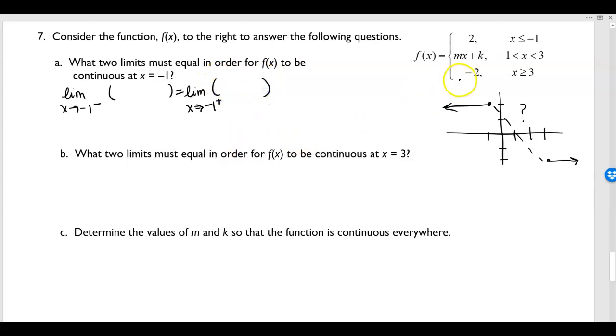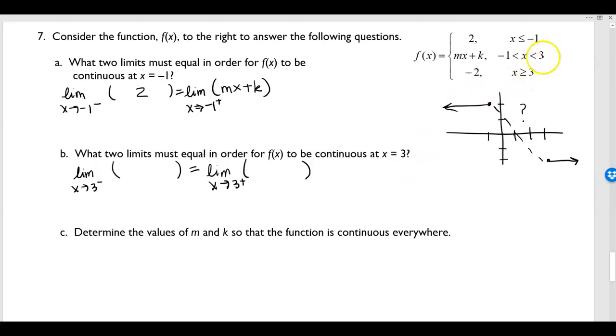But let's use the piecewise function here to decide which piece is left and right. So for -1, the piece to the left is 2, and to the right is mx plus k. Same thing has to be true for B. What limits would have to be equal in order for f to be continuous at 3? Same idea, limit as x approaches 3 from the left of something has to be equal to the limit as x approaches 3 from the right of something.